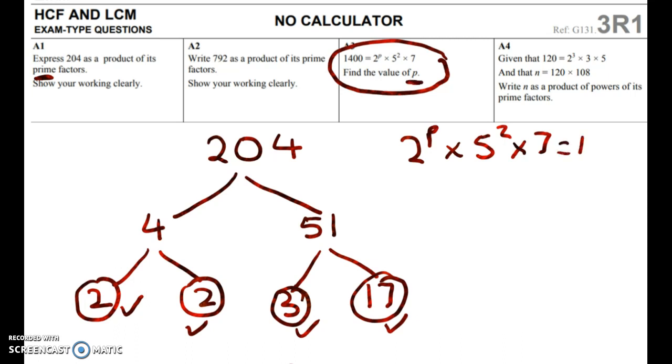So all that really means is that we can do a factor tree on 1400 and we can figure out its prime factors. And then we have to work out what the 2 in there is. Is it 2 times 2? Is it 2 times 2 times 2 times 2 times 2? In other words, find the value of this index. So let's do our factor tree on 1400.